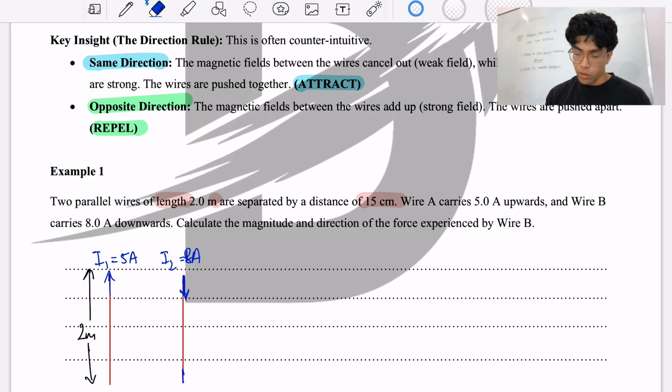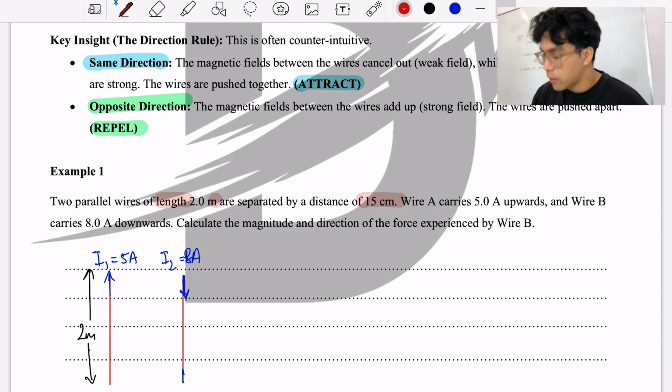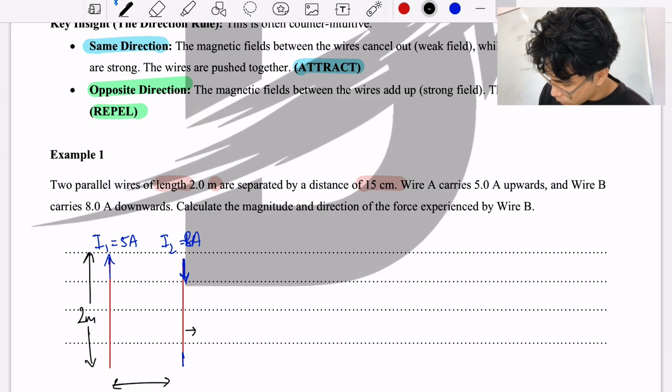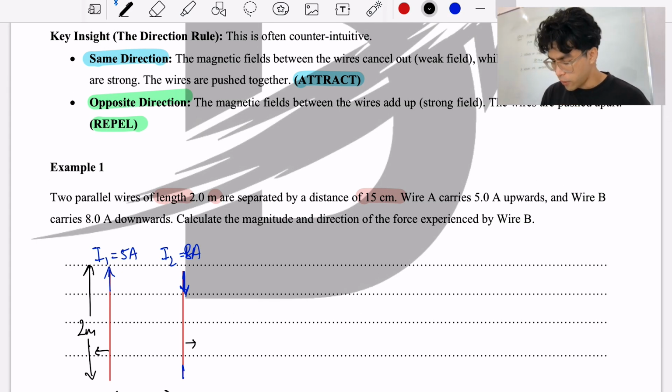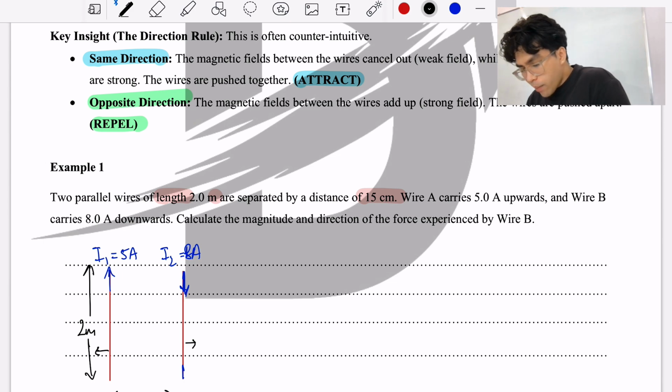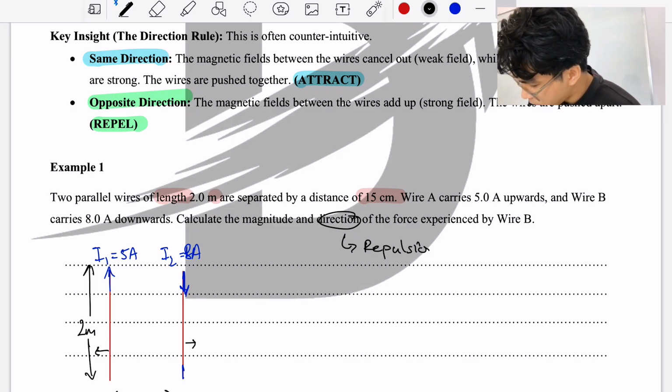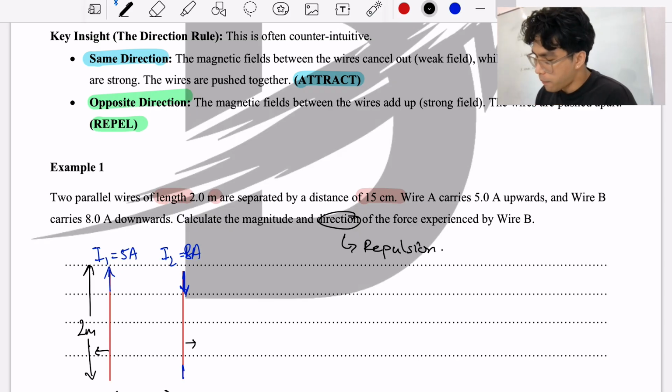First thing you want to think about is: is this a force of attraction or repulsion? And the answer is obviously going to be repulsion, right? Keep that in mind. So we're going to draw that out where we'll have a force of repulsion, like so. Calculate the magnitude and direction. Direction we already know, that's going to be repulsion. So we'll just quickly write that down so we don't forget. They want us to calculate the net force on wire B.